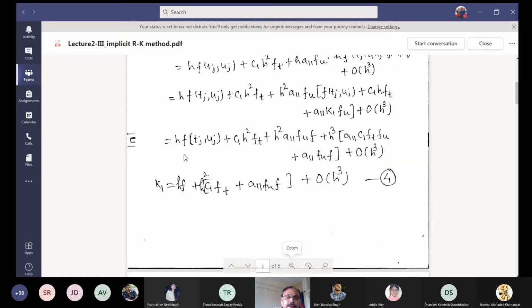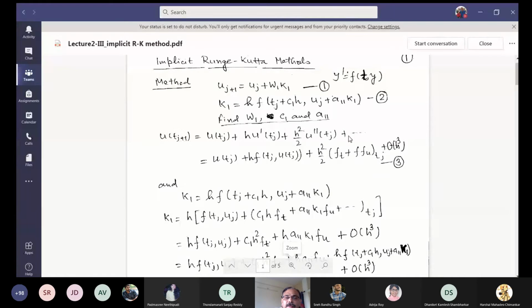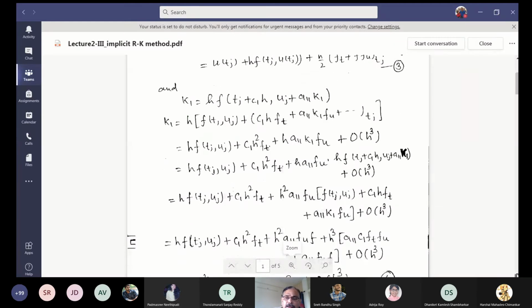So that's the reason k1 is finally written as h into f of tj, uj, plus h square out, then c1 ft first term, second term is a11 fu f, remaining is order h cube term, right? Now we'll put this value of k1. I will just go back, and so you have done all the Taylor expansions. Left hand side Taylor expansion is written, right hand side this k1 we require, other things are uj. So this w1 is a parameter. So everything is now written in terms of known quantities. Now we'll just put it back into equation 1, all the values, all the Taylor expansions, and then see what is happening.